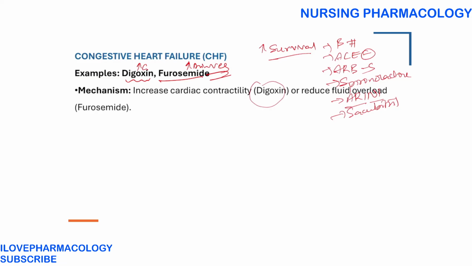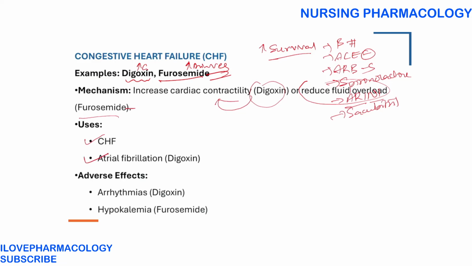Digoxin is going to increase cardiac contractility, whereas furosemide helps in reducing the fluid overload, which is a diuretic agent. So these drugs are used in case of CHF as well as in case of atrial fibrillation. And also furosemide is used in case of edema, generalized anasarca.